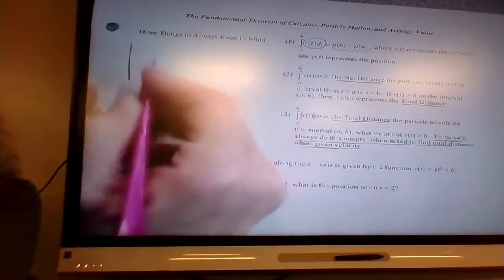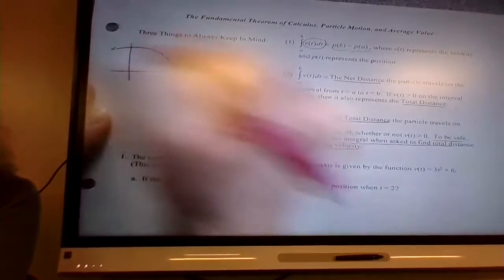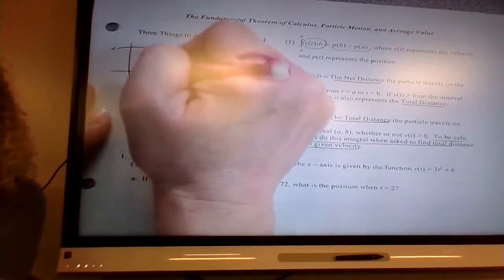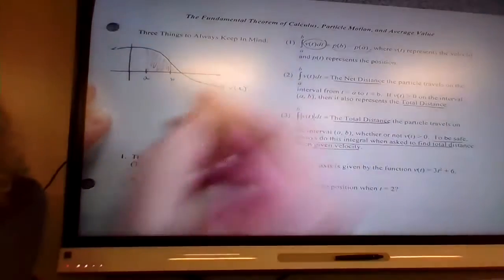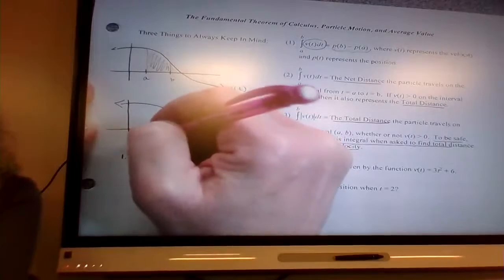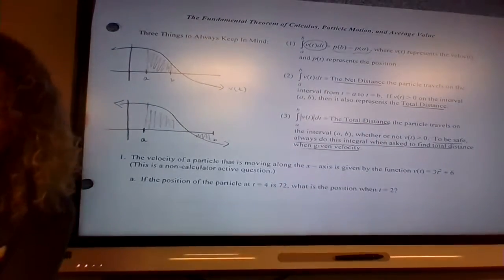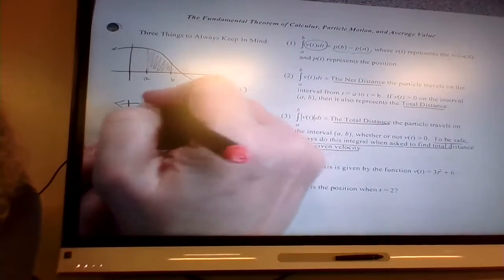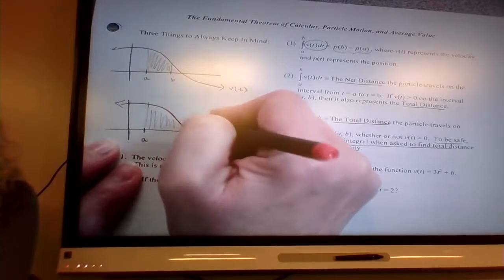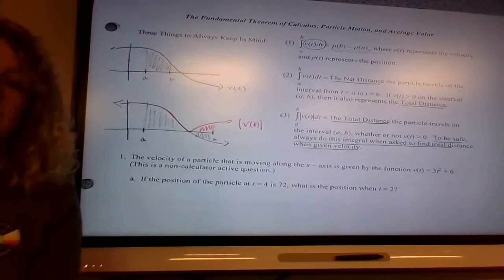So think about this. If you have some graph like this, and this is v(t), and you're going from a to b, you're looking at this area right here. Let me see if I can draw that exact thing again. Probably not, but we'll pretend that I did. So let's say this is a and this is b. What happened? Part of it went under. So I'm doing this from here, and then I'm going to come up, and I'm looking at this part right here. That would be the absolute value of v(t). So you can get your total distance there.